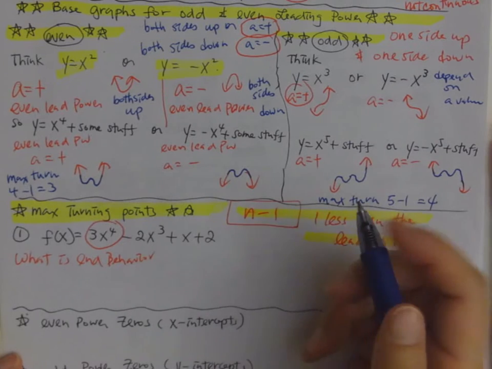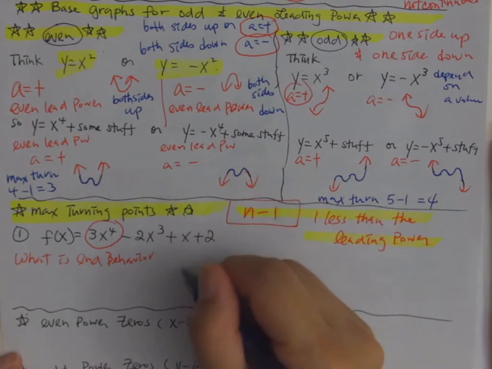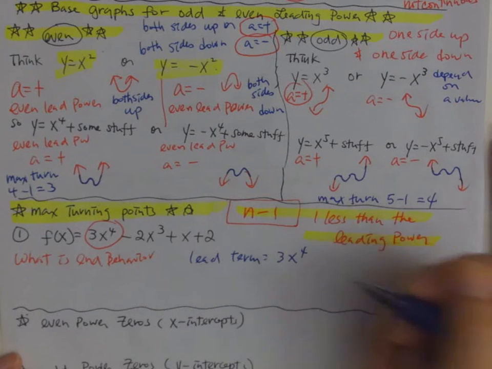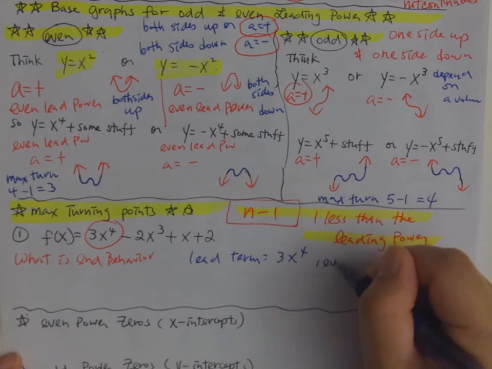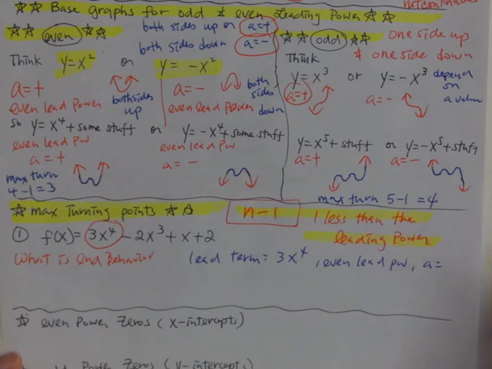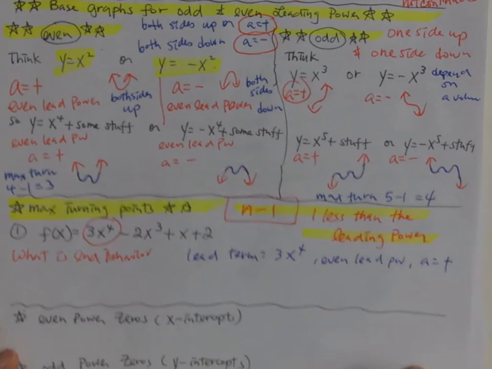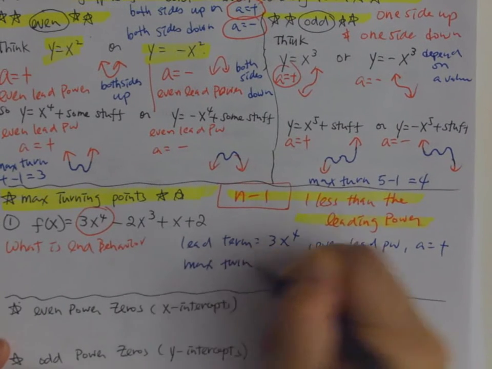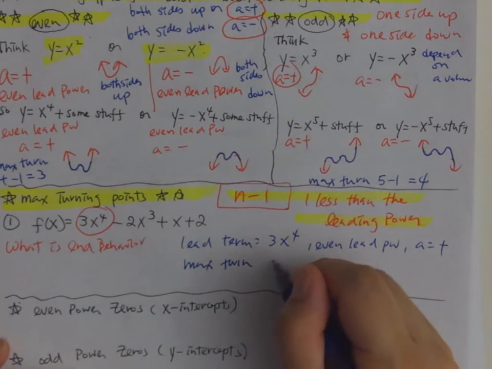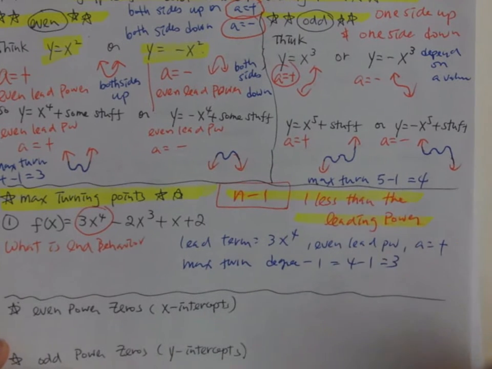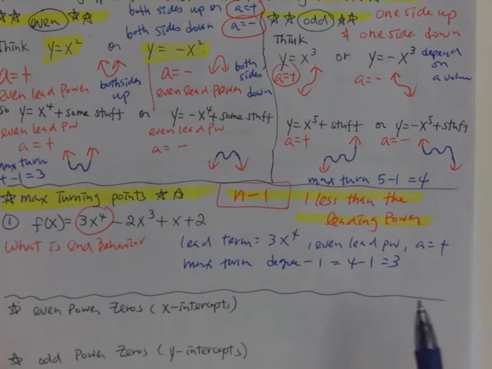So the leading term we have is going to be 3x to the 4th, which is an even leading power, right? With A being 3, which is positive. And the maximum number of turns is the degree minus 1, right? So degree minus 1 is 4 minus 1, equal to 3. So even leading power with A positive looks like a smiley face parabola, right?